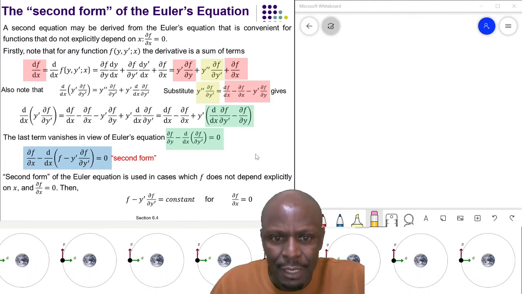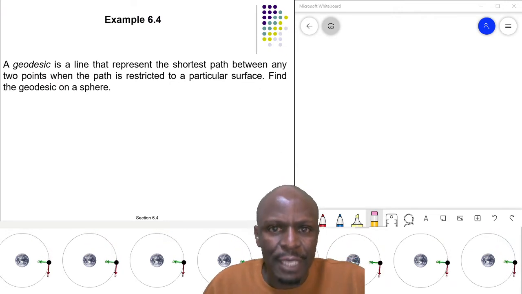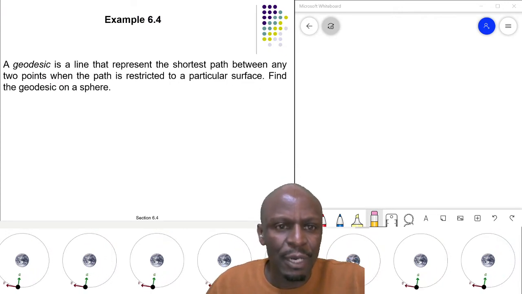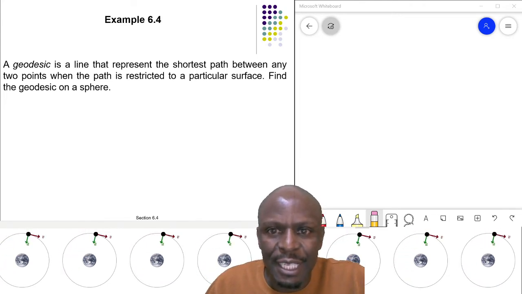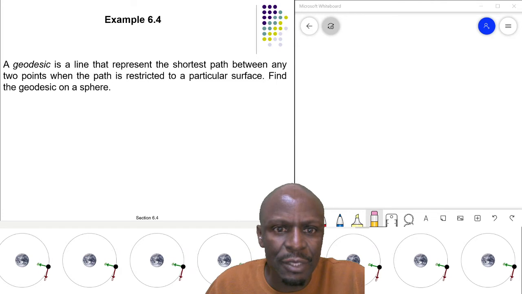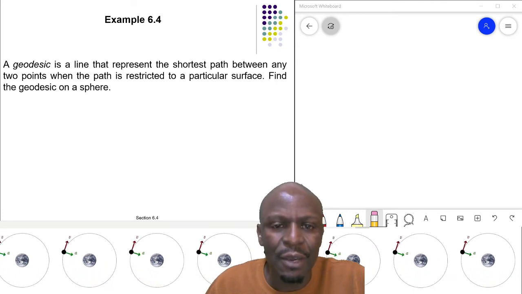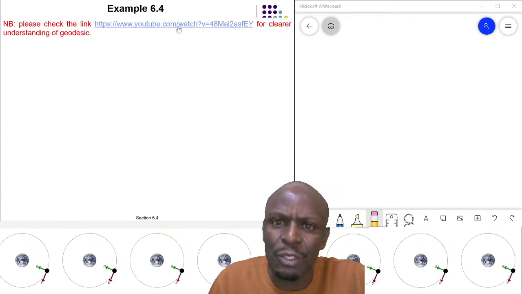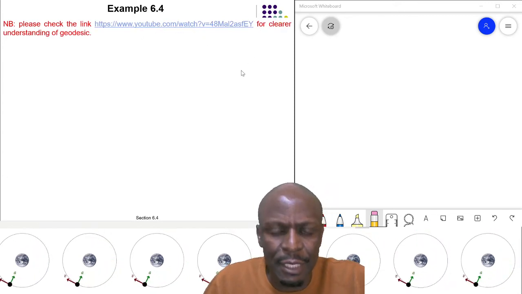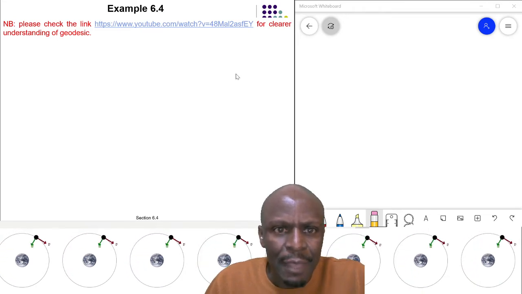All right, good. Now let us also do example 6.4 in order to make sense of what we are doing. A geodesic is a line that represents a short path between any 2 points when the path is restricted to a particular surface. Find the geodesic on a sphere. In that case, I also want you to watch this YouTube video before you attempt this example, so that you can have a clear understanding of what a geodesic is.